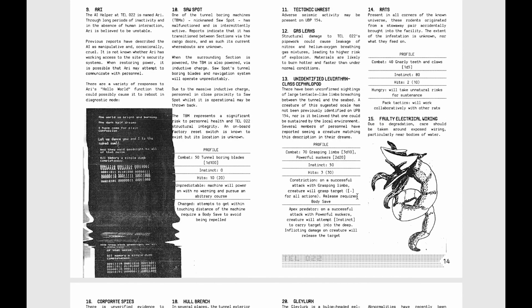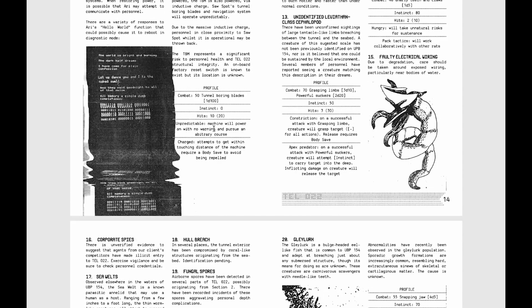Whole bunch of other stuff here. You have number 13 here, unidentified Leviathan class cephalopod. This is inspired by my time playing Subnautica, and if you're familiar with that game, you'll know it's terrifying, and particularly terrifying when you encounter these Leviathan class things. The creepy thing about this one is that its existence has not been confirmed, but several members of personnel have reported seeing a creature matching this description in their dreams. And this is presumably the crew members' drawing of what they've seen in their dreams.